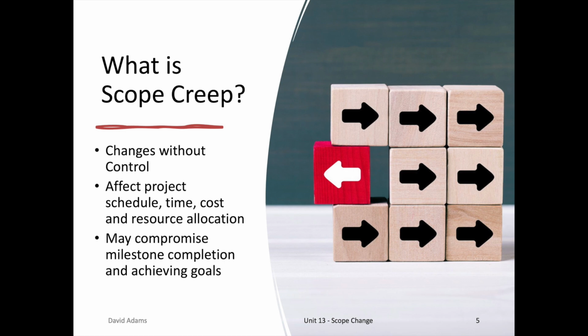The biggest enemy in project management is scope creep. What is it? It's really changes without control. Those customers asking for additional things, say, hey, kind of do it on the side. And you know it affects the project schedule, the time and the cost and resource allocation. And it could compromise the milestone completion and achieving the goals. So you need to do it the right way. Don't let scope creep interrupt your project.